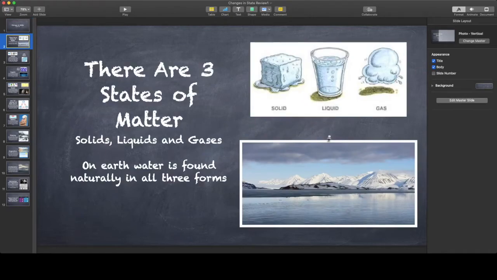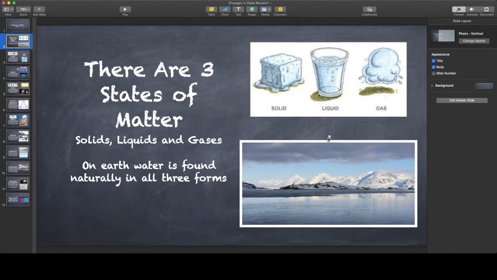So there are 3 states of matter: solids, liquids, and gases. On Earth you can find all 3 types of things, and water obviously is found naturally in all 3 forms all over the place. So right now, I'm pretty sure you'll have some snow outside, maybe not that much left anymore, but hopefully a little bit. And then, you obviously have seen lakes before, and it might have rained on you a few times, and you've seen some clouds. So we've seen all these things before.